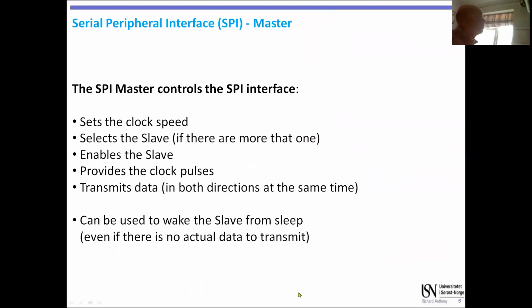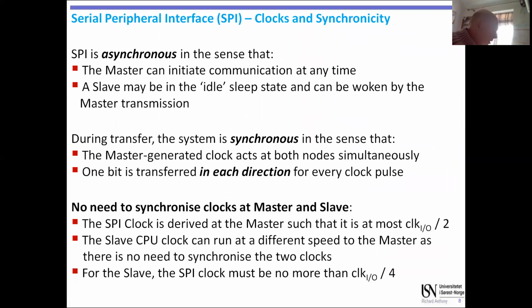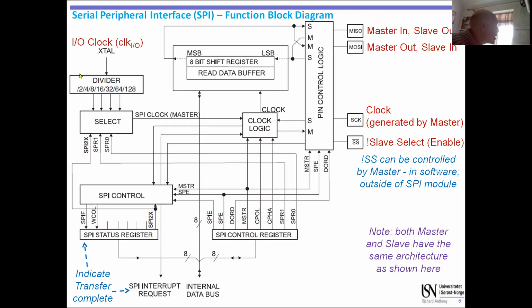Now, the master side, I've already mentioned all this, I think, but I'll go through it. It sets the clock speed. If we've got multiple slave devices, then we can choose which one we want to talk to. We can only talk to one at a time. So let's go back one slide. There is, sorry, this here, the slave select pin. On the slave side, this has to be pulled low to select the device, to effectively enable the configuration.